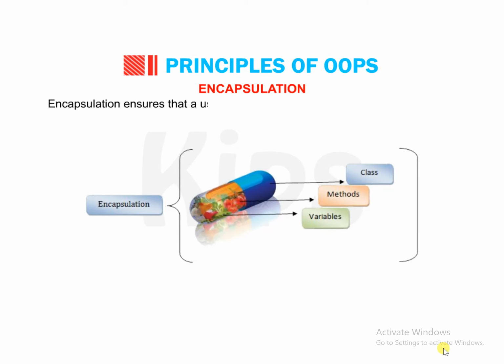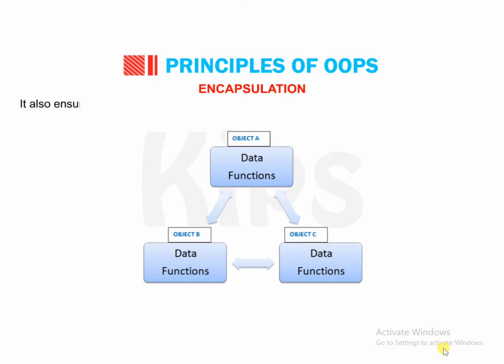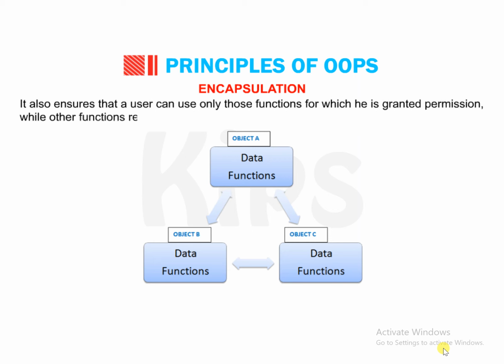Encapsulation ensures that a user cannot access the data directly without using proper functions. It also ensures that a user can use only those functions for which he is granted permission, while other functions remain untouched for which he has not been given any permission.